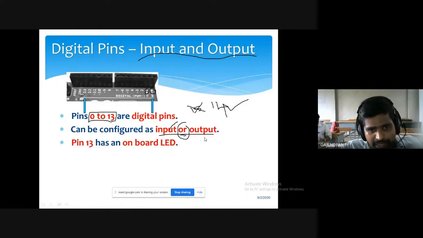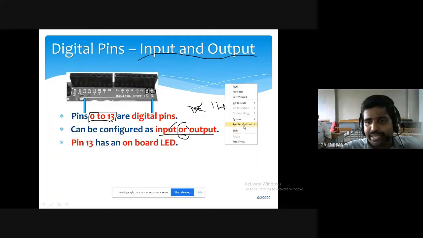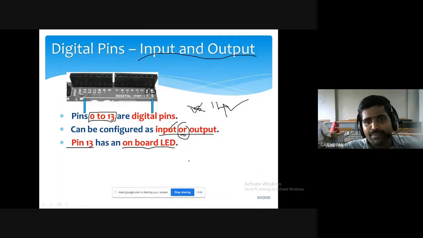Third point, pin number 13. Pin number 13 has an onboard LED. Please make note of it. So there are 14 digital input output pins available in Arduino Uno. Whatever we are going to discuss hereafter is only for the Uno. Okay, Mega and others have more pins. So the first one is digital input and output pins 0 to 13. The 13th pin is also connected to your onboard LED.